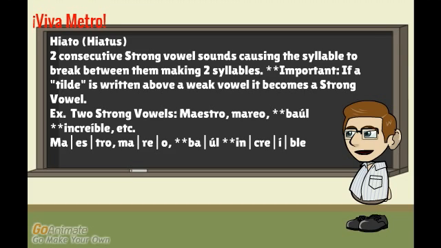Take a look at the following examples. Two strong vowels. Maestro, mareo, baúl, increíble. Notice below that we have once again separated the words into syllables. Maestro, mareo, baúl, increíble.